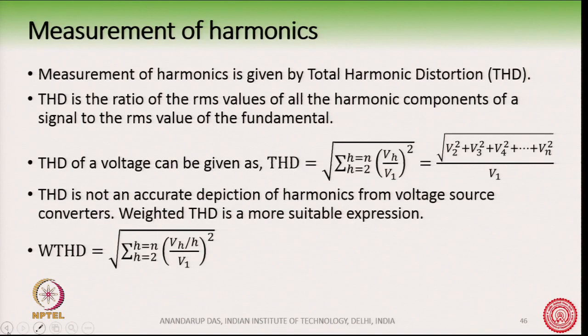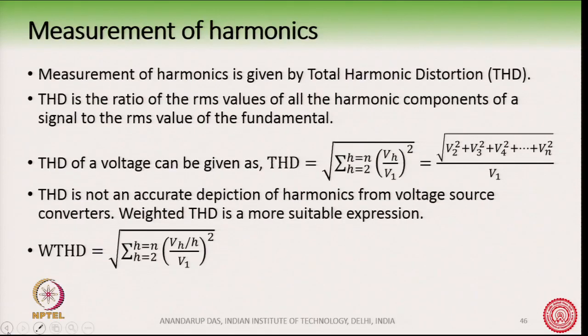Now, this is the last thing: how do we measure these harmonics? How do we quantify the harmonics? The harmonics are quantified by total harmonic distortion, THD. So, what is THD? THD is the ratio of the RMS value of all the harmonic components to the RMS value of the fundamental. So, this is the definition of THD. You see the contribution of all the harmonics divided by the contribution of the fundamental. Okay. So, this is what it looks like expanded here.